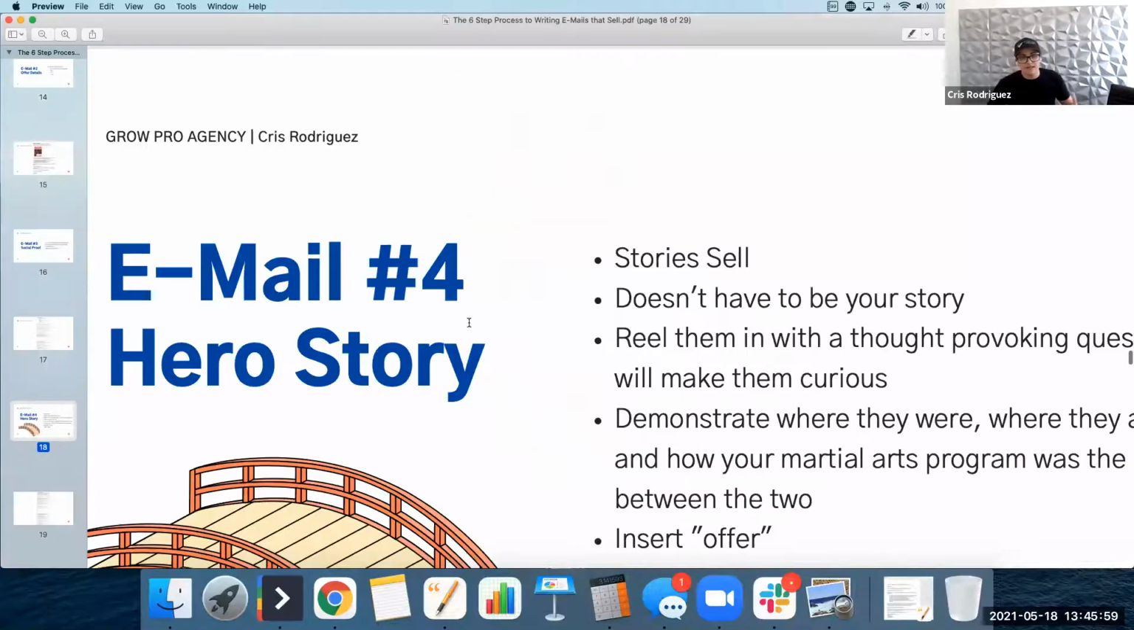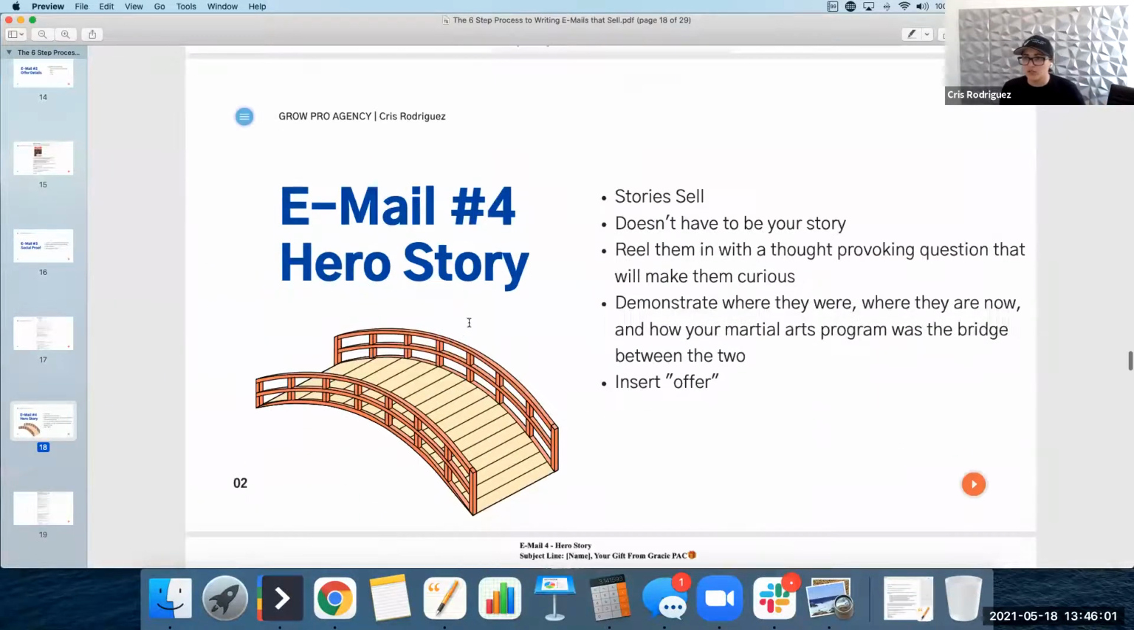Okay. So we call email number 4 the hero story. Every story is going to be different, but it usually has a beginning, a middle, and an end, right? But when you are telling a story in this email, and it doesn't have to be your story, you guys have been teaching hundreds, if not thousands, of students over the years, okay? You have plenty of stories where martial arts has helped that person take them from where they are to where they are going, all right? So ultimately, stories sell, and it doesn't have to be your story.